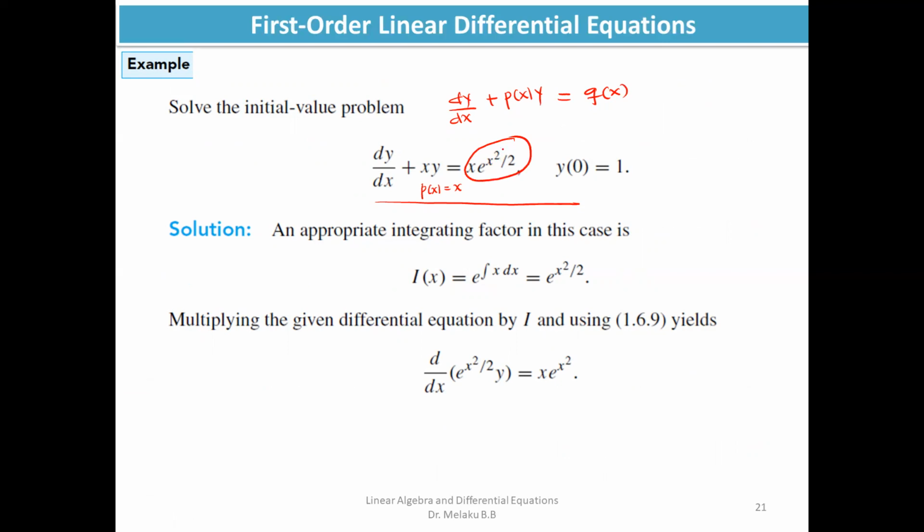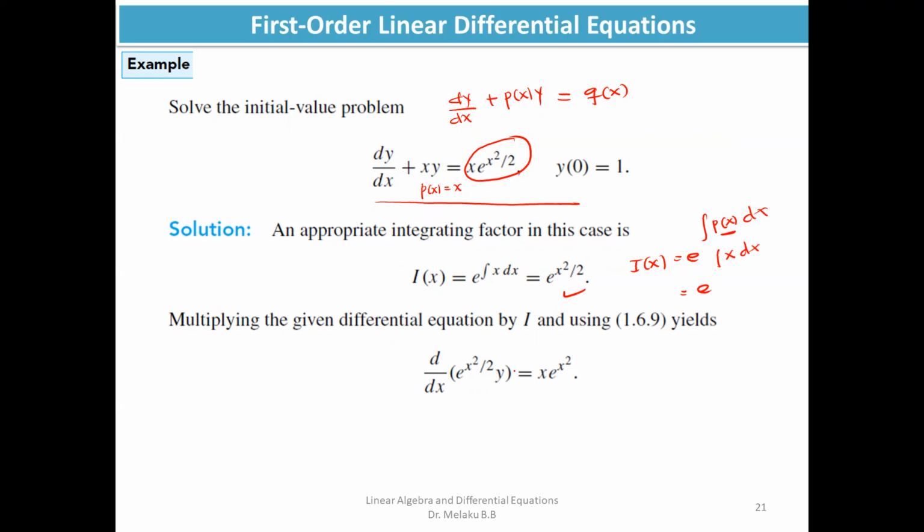X times e raised x squared over 2 is q of x, a function of x as you see. With x times y, p of x is x, and y is y, and dy by dx as it is. Therefore, we have said that our integrating factor is e to the power of the integration of p of x dx. In this case our p of x is x, so the integration of x is x squared over 2.